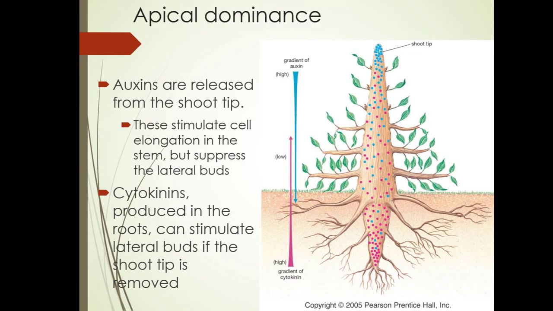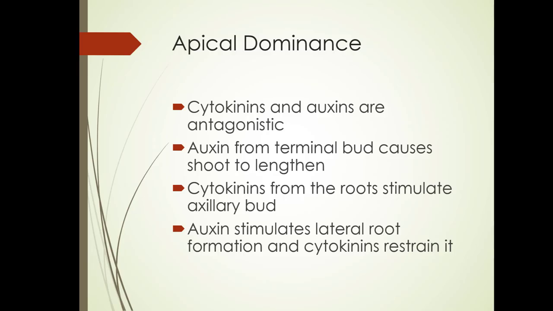So here's apical dominance. Auxins are released from the shoot tip. They stimulate cell elongation in the stem, but suppress the lateral buds. Cytokinins are produced in the roots and can stimulate lateral buds if the shoot tip is removed. So that's why when you prune something, it may bush out, especially something that has apical dominance. Not all plants have apical dominance. But anyway, cytokinins and auxins are antagonistic.